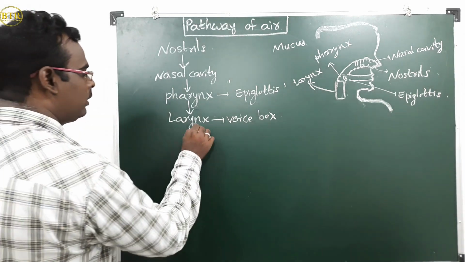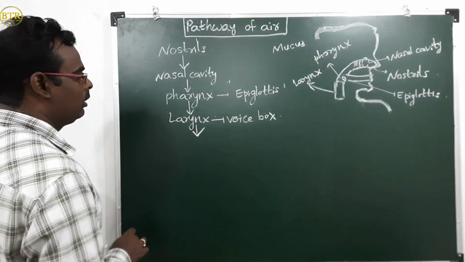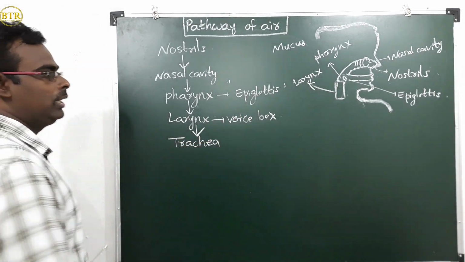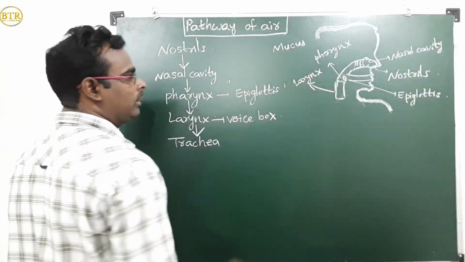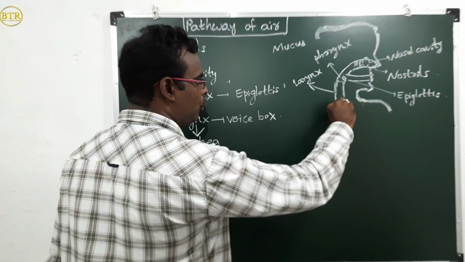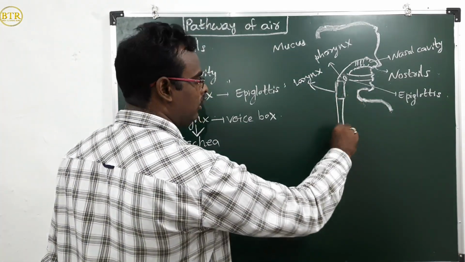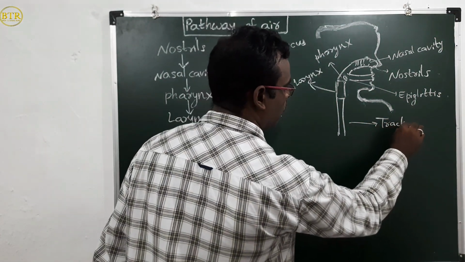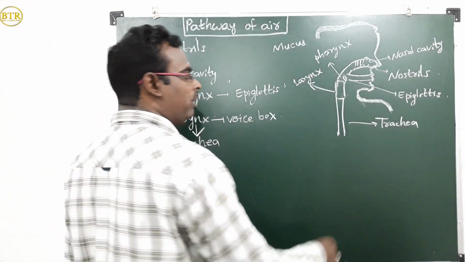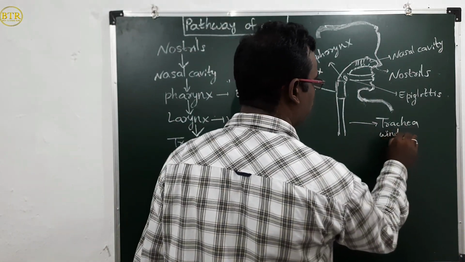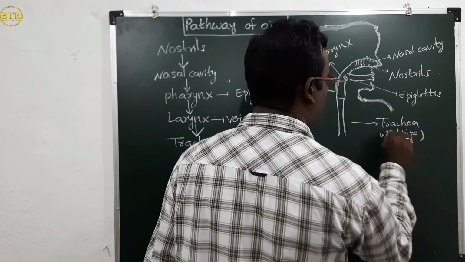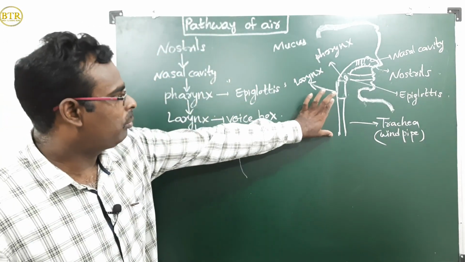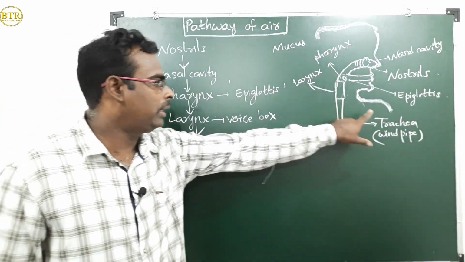Next, the larynx opens into the next part of the respiratory system, that is the trachea. What is the trachea? See here, this box-like structure is called the larynx. The larynx opens into a tube-like structure. This tube-like structure is called the trachea. Trachea is commonly known as the windpipe. Trachea is the scientific name and windpipe is the common name.